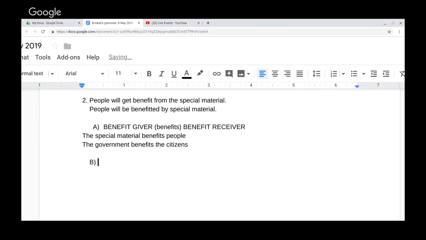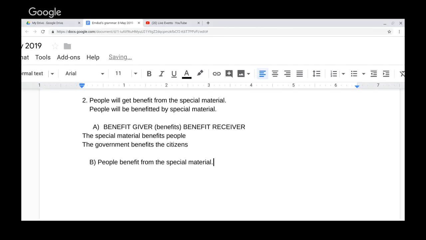So the second structure is, if you have benefit receiver at the beginning, let's write something like this. This time, the special material benefits people. If I bring the benefit receiver and put it at the front, how can I write this sentence? The people, this time I will not just use benefit, I will use benefit from. How will we write it? People benefit from the special materials. Is it clear? So people benefit from special material.